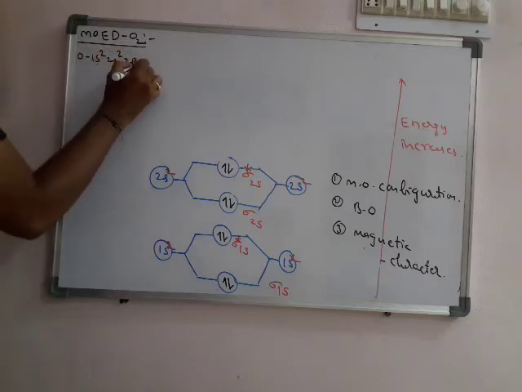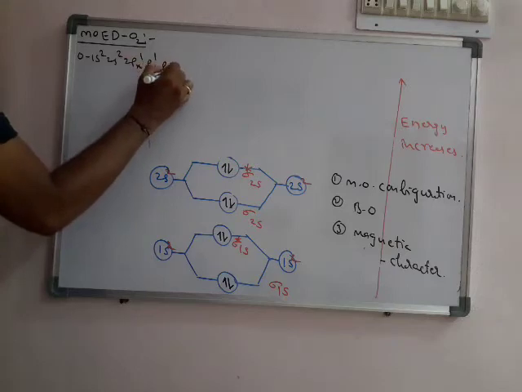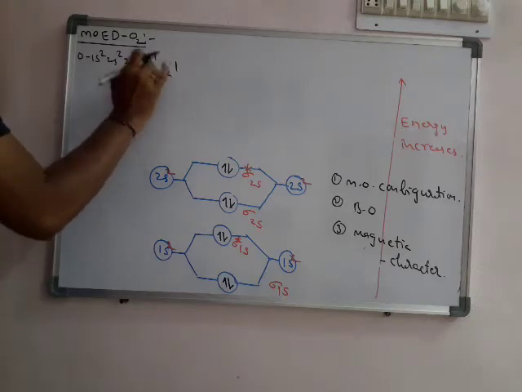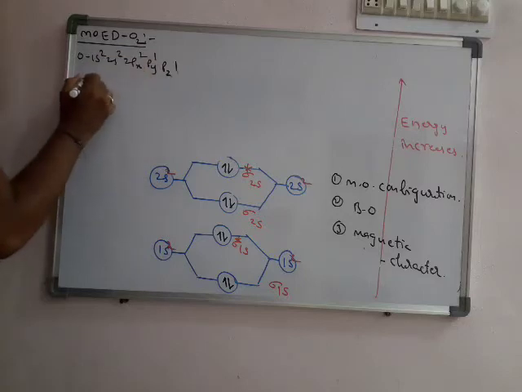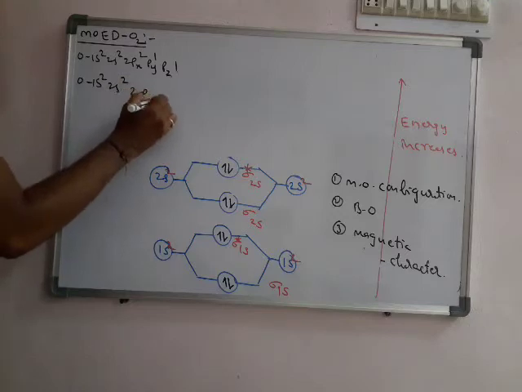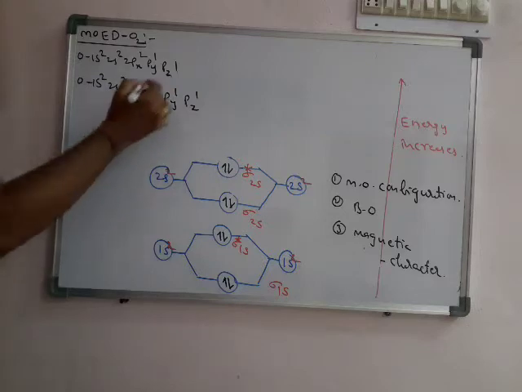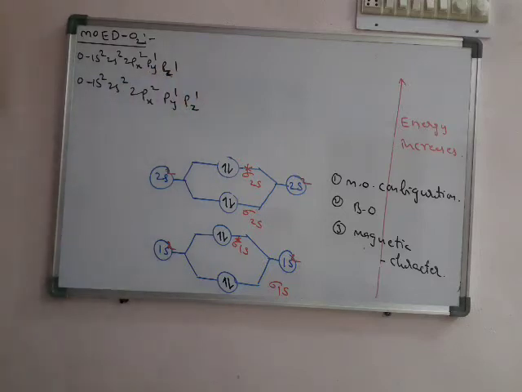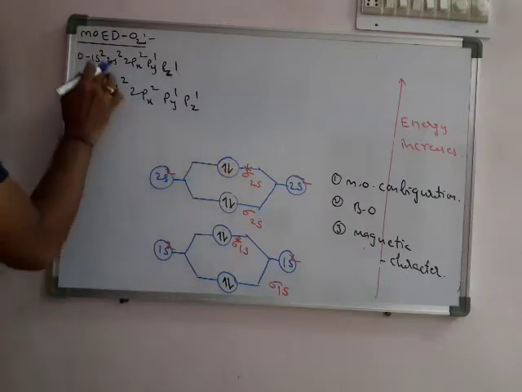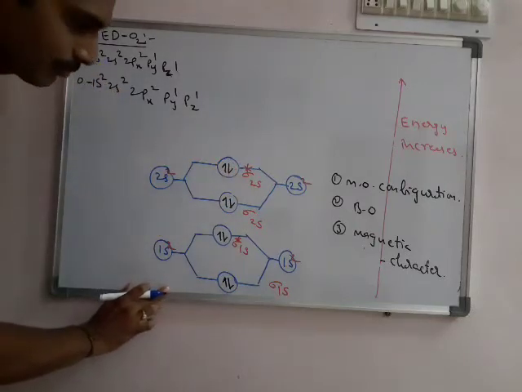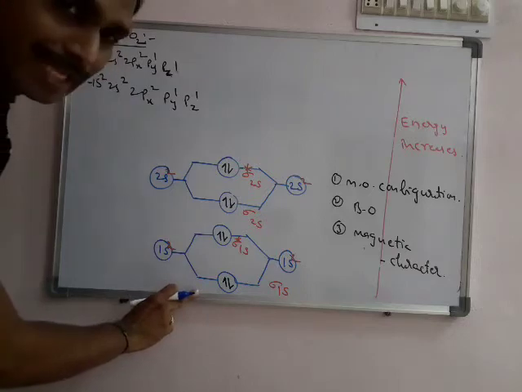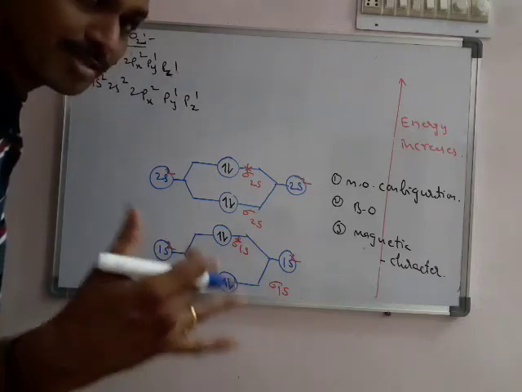1s2, 2s2, 2px2, 2py1, 2pz1, is it correct? So total we should get 8 electrons. The second oxygen also has the same 1s2, 2s2, 2px2, py1, pz1. So again it is looking like the same combinations, like N2. I am not giving the diagram again. You have to draw it separately.